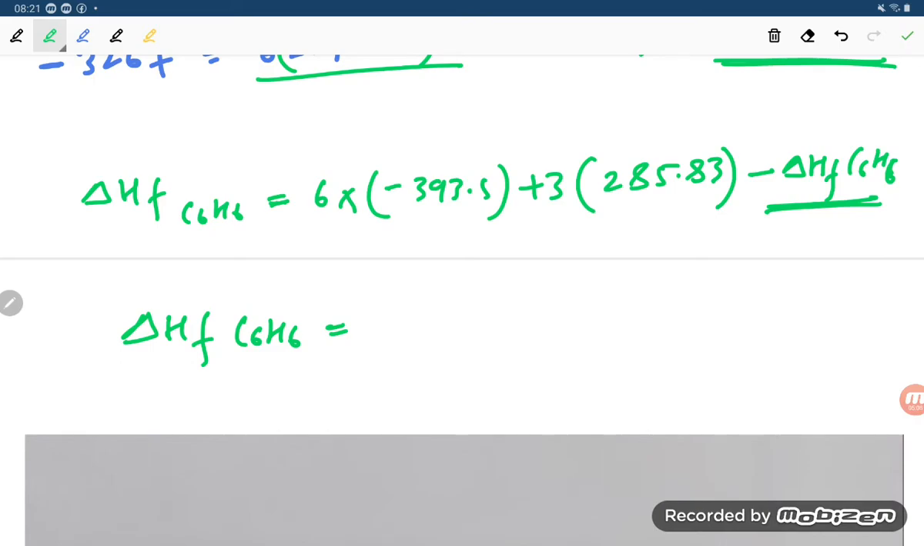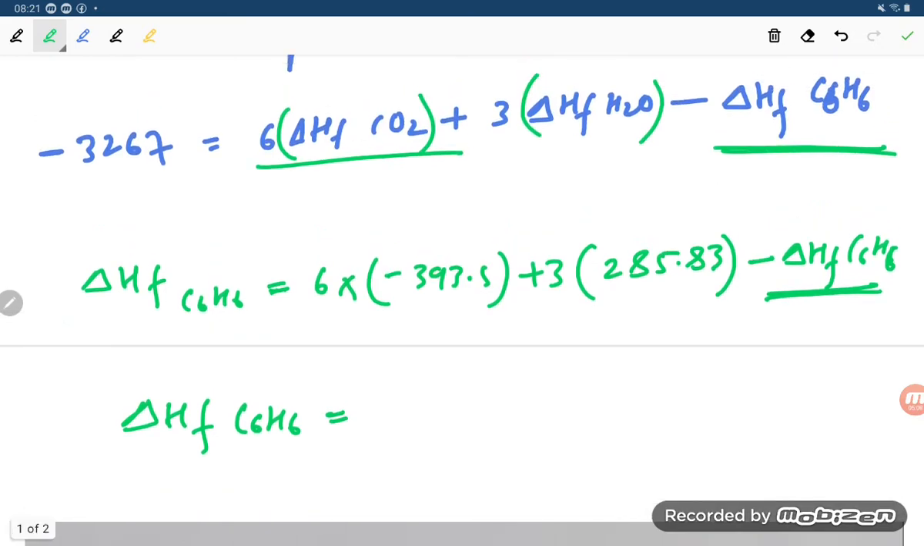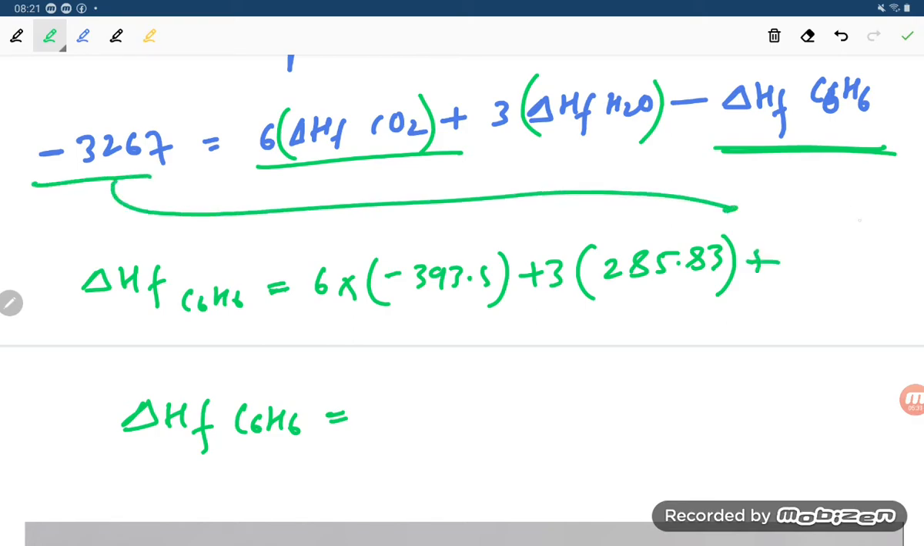Firstly we are rearranging. The enthalpy of reaction is given, and this value is given. Delta HF C6H6 is what we are calculating, so we have taken it to this side. This side, the positive sign will go, because this value is going to this side. So positive 3267 is coming.